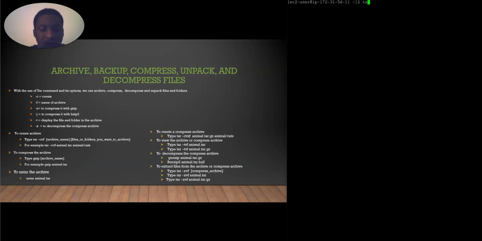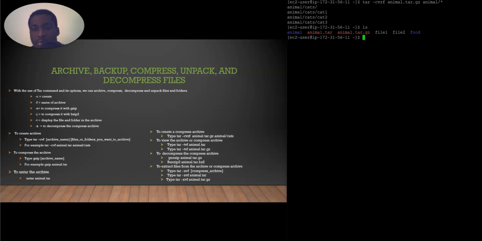Or we can simply use the tar command -czvf: c for create, v for verbose, z for gzip compression, and f to rename the file. animal.tar.gz, and the directory we want to archive. Now list. We should see that the archive has been compressed.